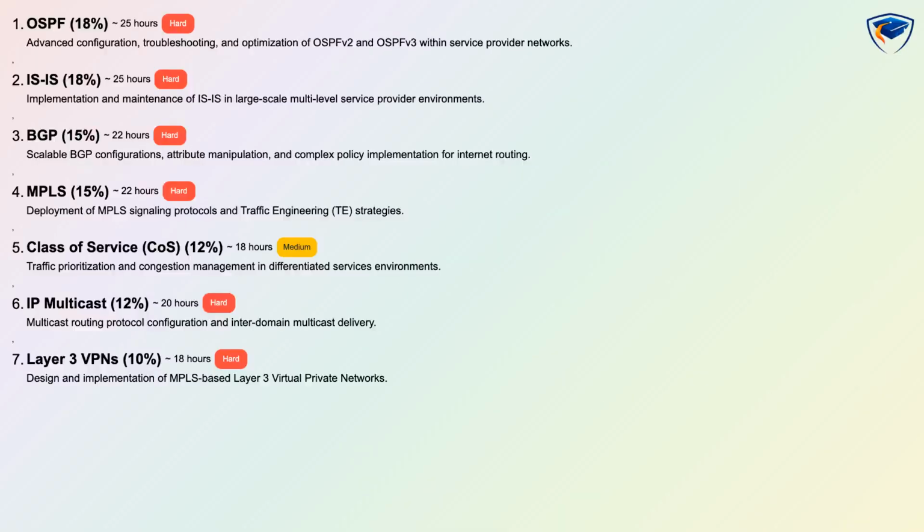This exam covers 7 domains with precise weightings that guide your study time. OSPF is 18%, ISIS is 18%, BGP is 15%, MPLS is 15%, class of service is 12%, IP multicast is 12%, and Layer 3 VPNs are 10%. Most topics are assessed with conceptual and scenario-based items, and the overall difficulty ranges from medium to hard.